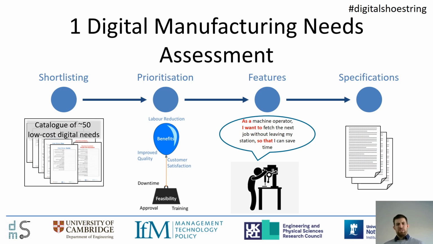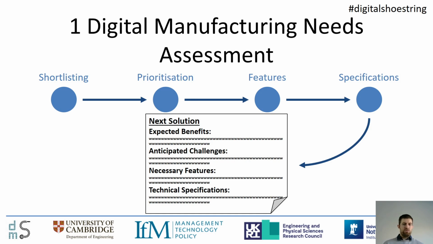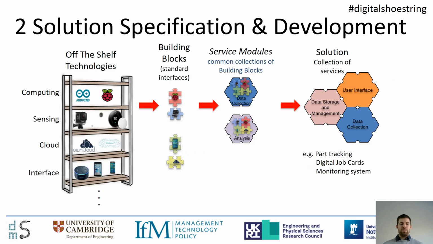So once we've gone through these 4 stages, we end up with a solution brief. It includes the expected benefits and anticipated challenges, as well as a set of necessary features and some technical specifications, as we've discussed. So once a company has this technical brief, they can move on to the solution development phase. And in this slide, you can see our vision for how this whole process works. On the left, you have your low-cost off-the-shelf technologies, and on the right, you have this solution that you're trying to get. And in the middle, we have 2 concepts.